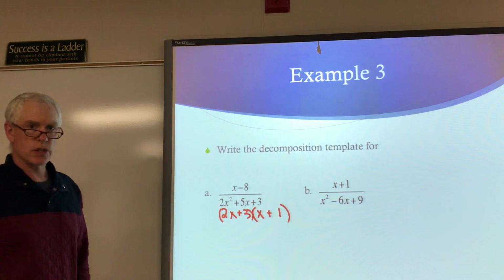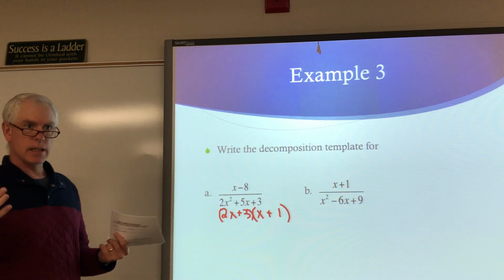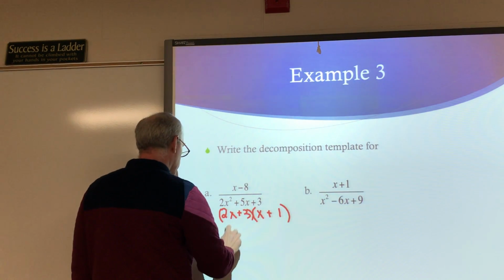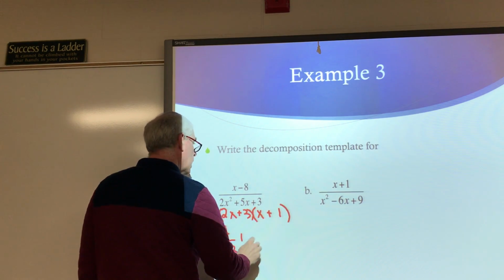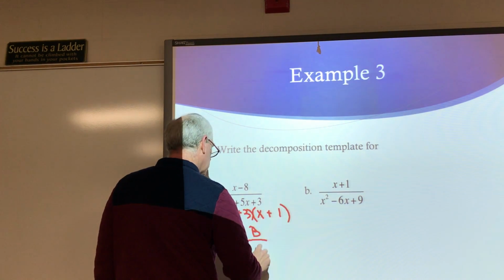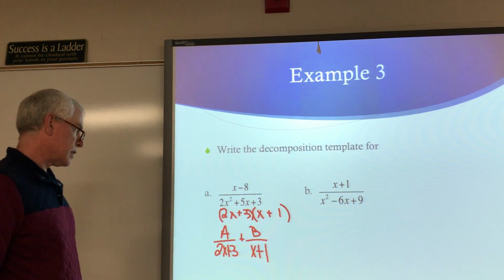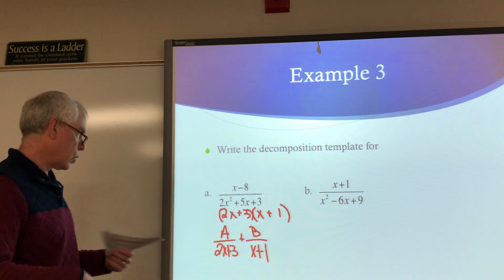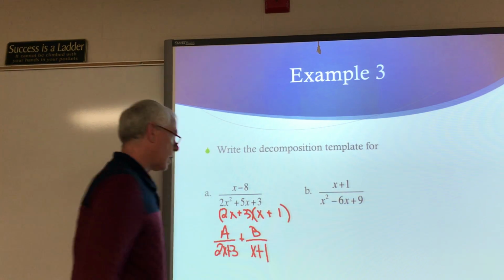Each of those factors is linear. And for each linear factor, I need a variable for the numerator. Okay, so for the 2x plus 3, I've got an a. And for the x minus 1, we'll call it b, or x plus 1. And so that's all I need. That's the template for that one, and that's supposed to equal that original. And I'll show you when we get to the point where we're decomposing those, how to do it, okay?